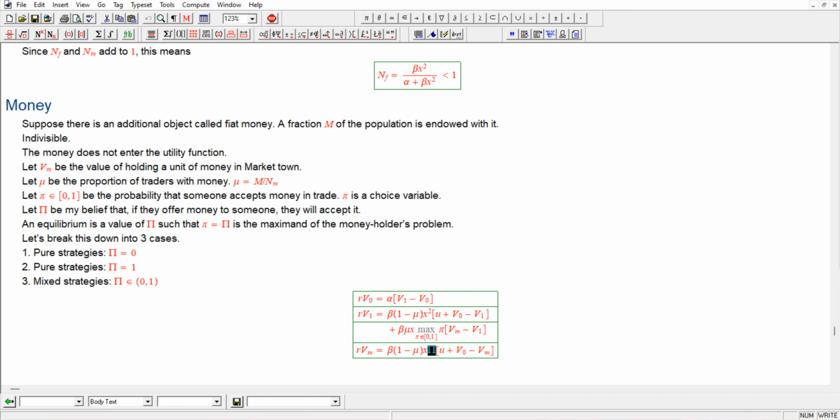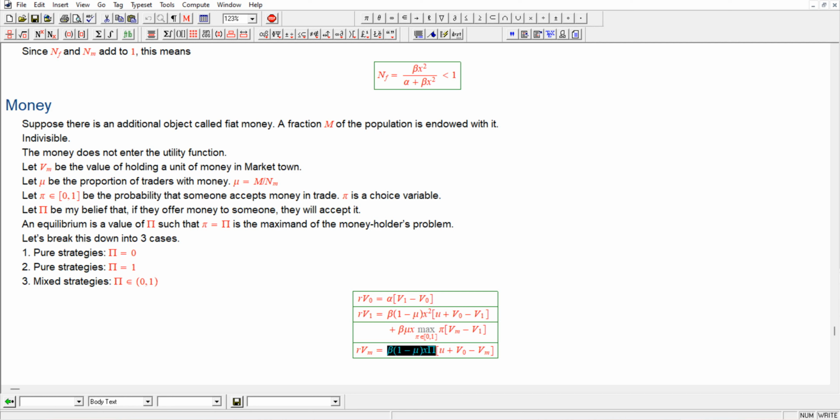That gives us a second equilibrium, because if big pi is equal to x, then this part here times u is equal to this part here times u, which tells us that Vm equals V1. And if Vm equals V1, then any pi is allowed. So if big pi is x, the best response is anything, and that gives us a second equilibrium, which is big pi equals x.